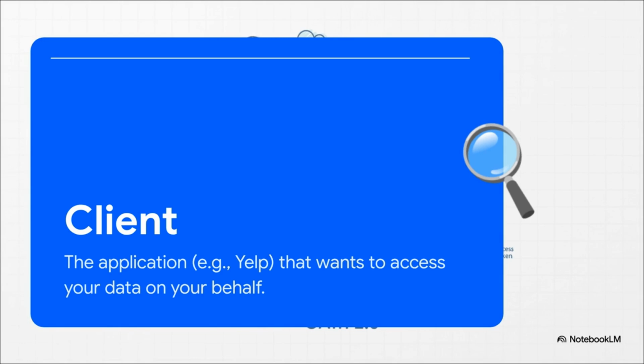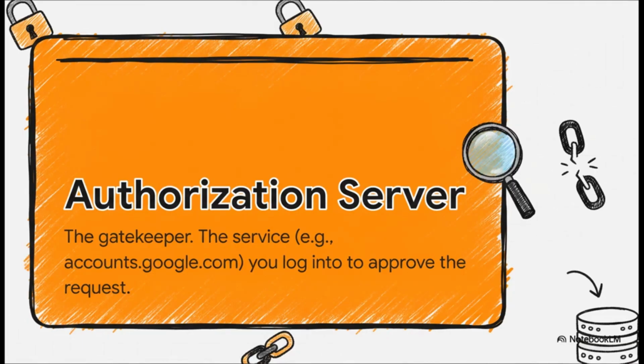Next, you've got the client. This is just the application. Think Yelp, or that cool new productivity app you just downloaded. It's the one asking for permission to do something useful for you, like maybe read your Google Contacts to find your friends. Our third player is the authorization server. You can think of this one as the official gatekeeper. It's the service you actually trust with your password, like accounts.google.com. It's the one that handles your login, confirms you're okay with the request, and then issues the keys.